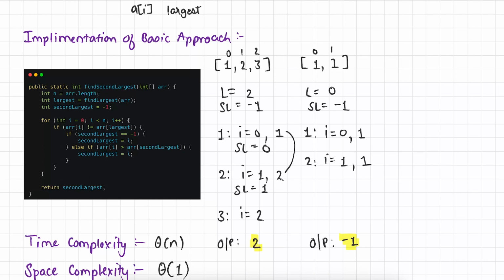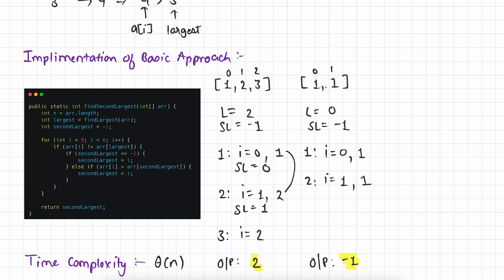Let's see another example. Say we have an array of 2 elements, 1 and 1. Here our largest is equal to 0, meaning we find the largest element at index 0. We do not know anything about the second largest. Our loop begins. In the first iteration the value of i is 0, the element at the 0th position is 1, and this index is the largest index, so in the if condition we check if the value is the same or not. Now it is the same, 1 is equal to 1, so we simply come out of this if condition and move to the second iteration.